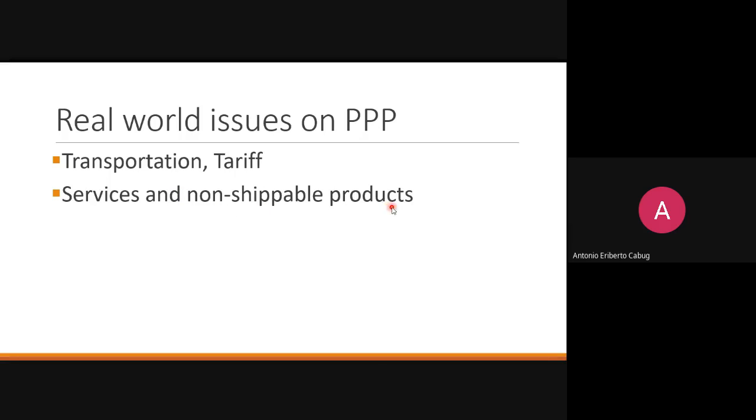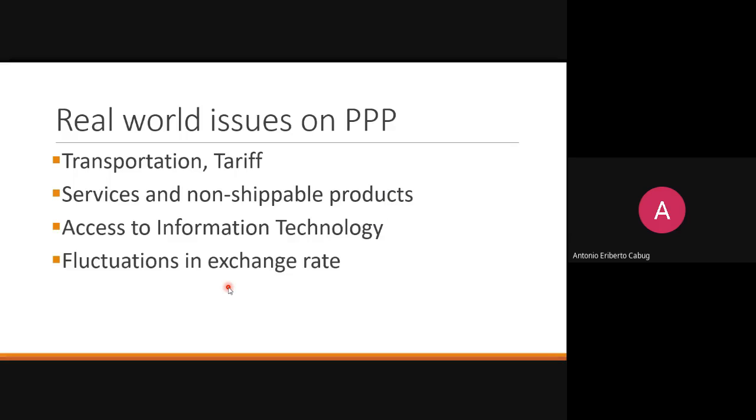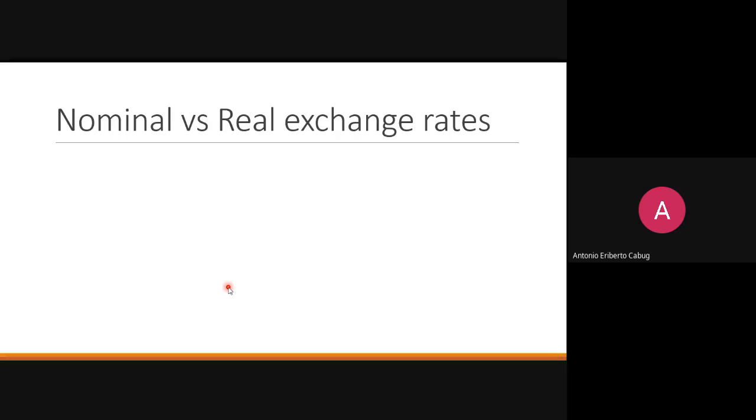Services and non-shippable products are not exposed to the entire world. Just because a haircut is cheaper in the Philippines than in Singapore, Singaporeans cannot simply come here in order to have a haircut, and therefore arbitrage is impossible. Then we have access to information technology. There are people who have access to the internet, who can find a cheaper price, making the price competitive, but some people have no access to the internet, making it harder for them to find a lower cost. And fluctuations in the exchange rate will make absolute PPP impossible.